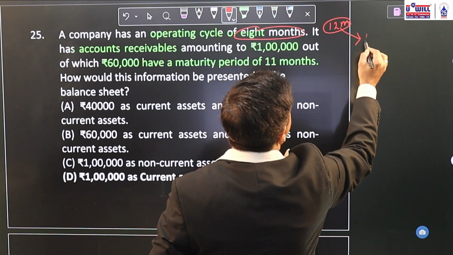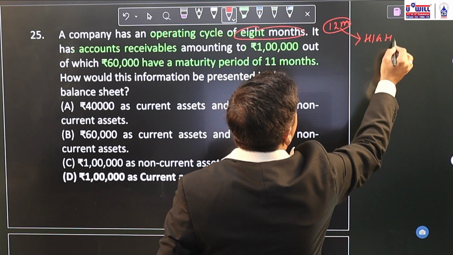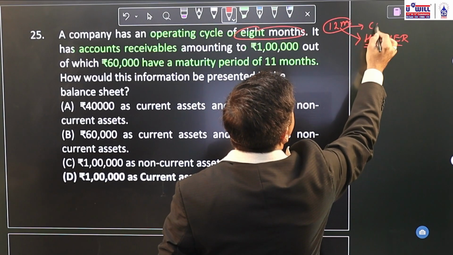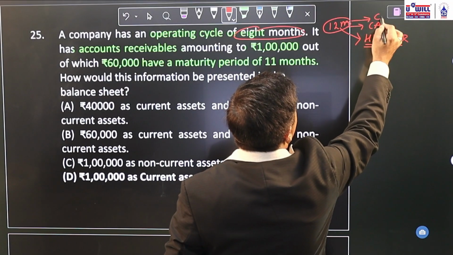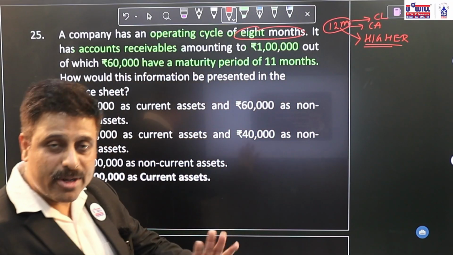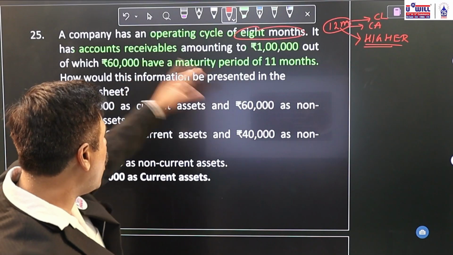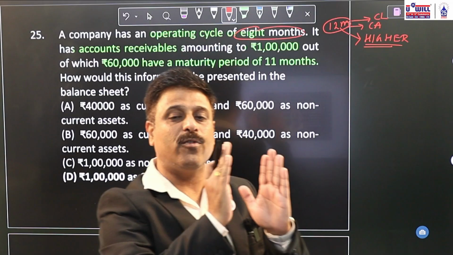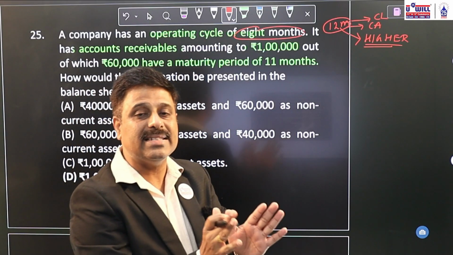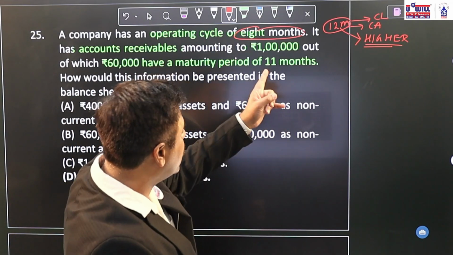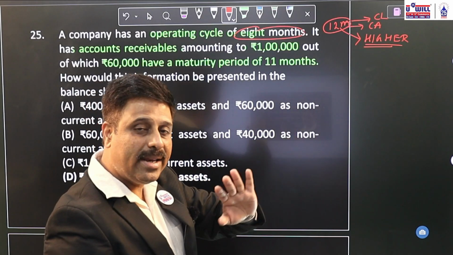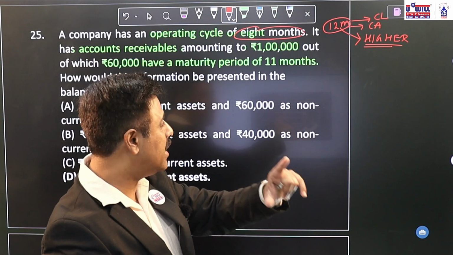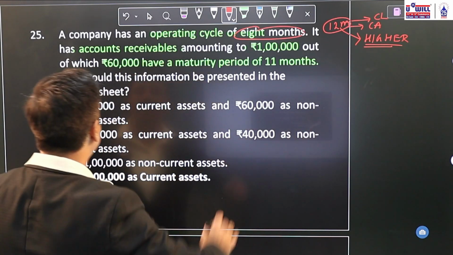12 months is higher. So any asset which remains in the business for 12 months is a current asset, and any liability which we have to pay in 12 months is a current liability. You have to take the higher one. Had the operating cycle been given to you as 14 months, then anything within the period of 14 months would be considered as current asset or current liability. Here 12 months is higher. So any asset remaining for 12 months, any liability payable in 12 months will be considered as current asset and current liability. Now let's read the options.